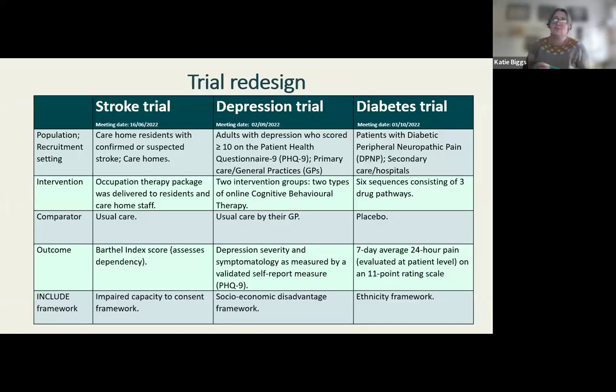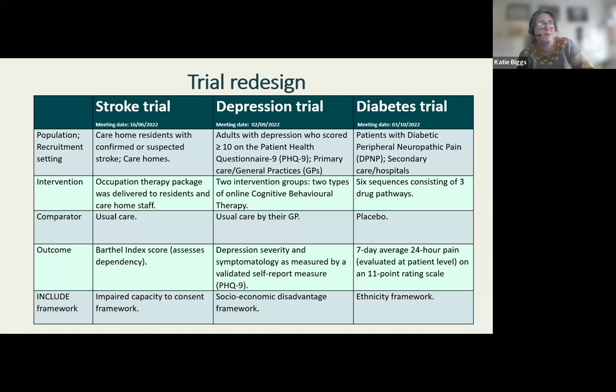And a bit more about the stages, a bit more about the trial redesign. I focused on these two stages because they're a bit different to other methods, and I thought you might need more detail on them. So here I've just presented the PICO of the 3 trials that we redesigned, and then at the bottom the INCLUDE framework that we focused on when we made changes.